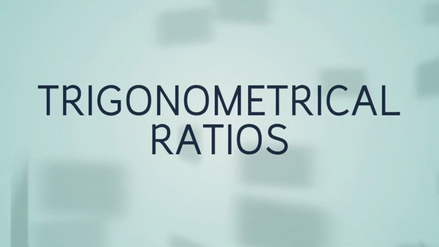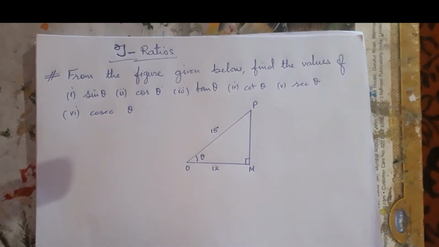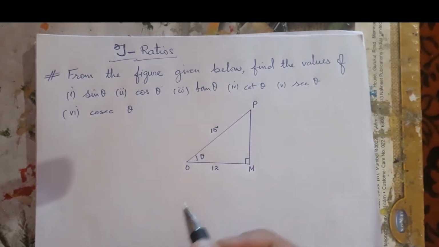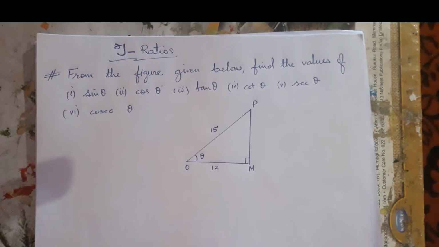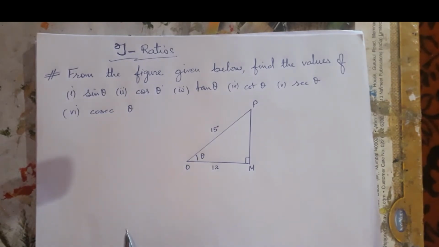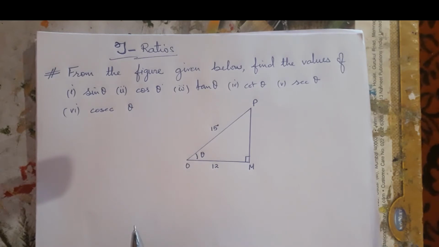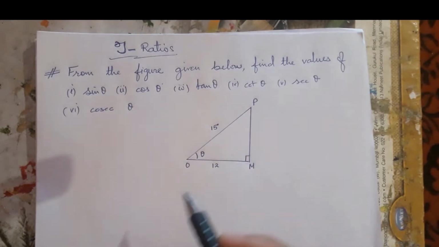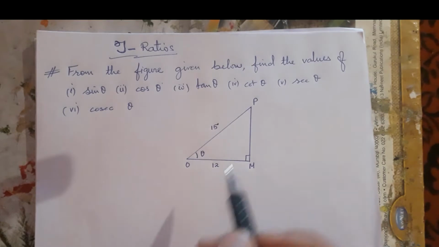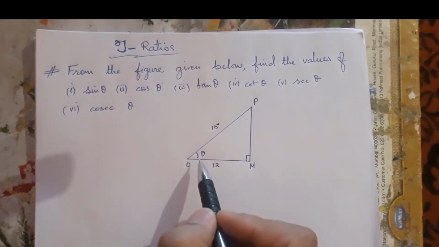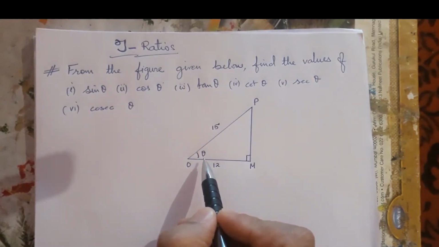Hello everyone. In today's session we will learn the trigonometric ratios when a right angled triangle is given. I have taken one example here. Let me read out the question for you. From the figure given below, find the values of sin theta, cos theta, tan theta, cot theta, sec theta and cosec theta. This is a right angled triangle PMO where the angle of reference is theta.